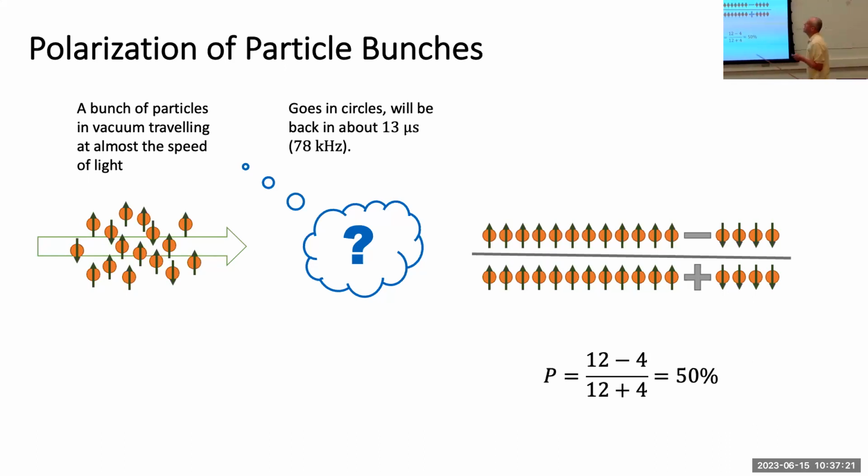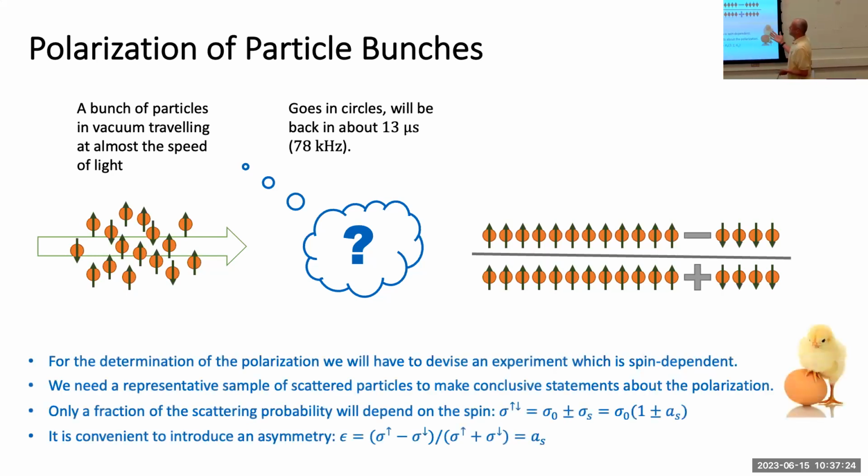Okay, so back to the problem at hand. How do we measure this? It's a bit of a chicken and egg problem, because we need to somehow probe this bunch and figure out how many particles have an upspin and how many particles have a downspin. So we need to find a way to interact with this bunch, get a representative sample of the particles to measure this polarization. It's essentially an experiment in itself, like we talked about yesterday, only in the opposite direction. So we need some sort of analyzing power in our experiment to measure the beam polarization. So how do we get there?